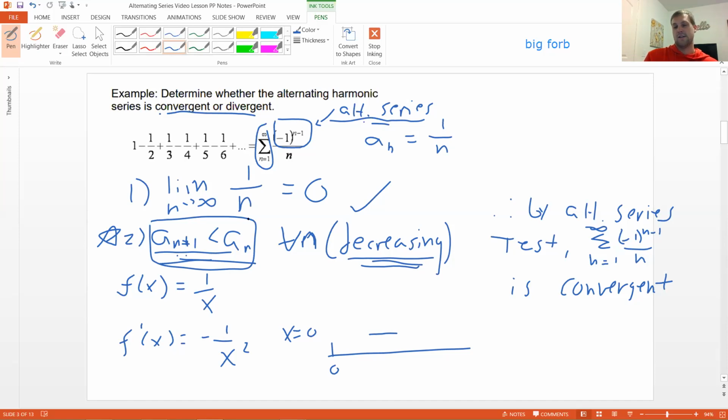Does that make sense? Are you showing it for the sequence or the series? I'm showing it for the sequence, for this part right here. We're just looking at the a sub n and kind of ignoring the alternating series part. If I can show that a sub n is both approaching 0 and decreasing, then we're good to go. Then the alternating piece is convergent.